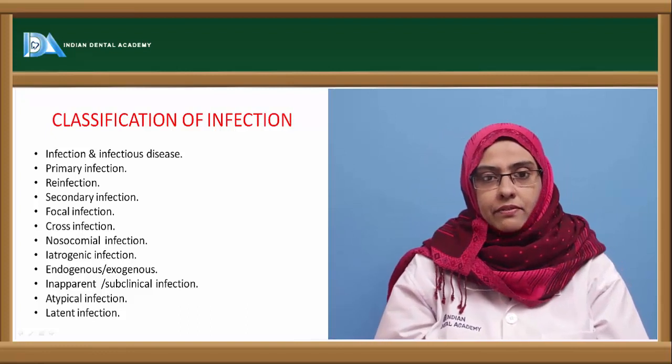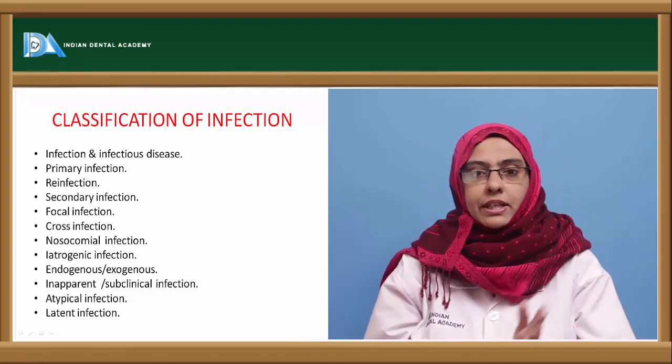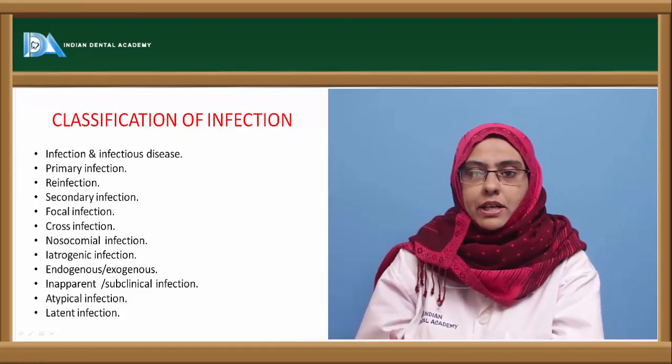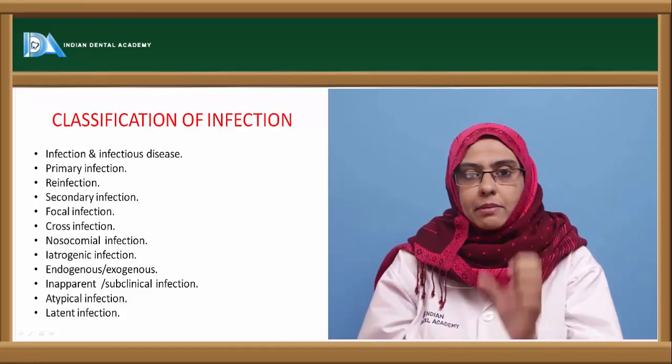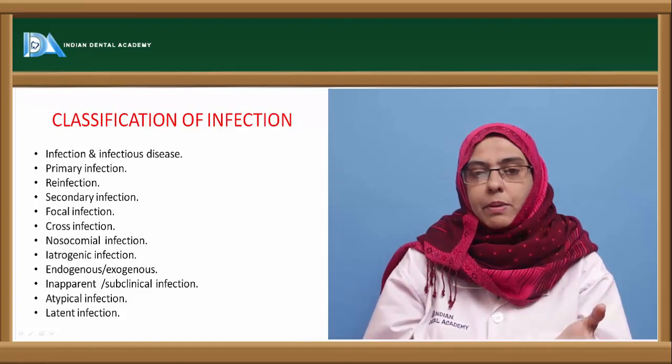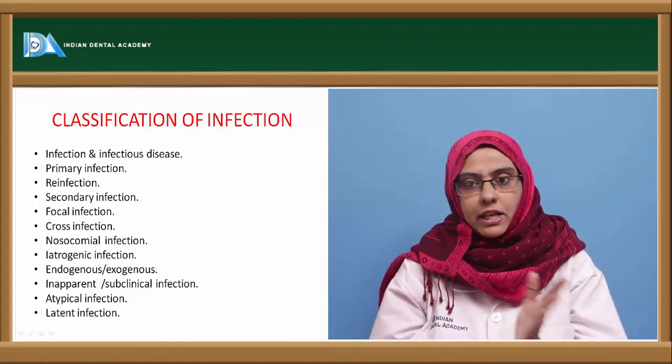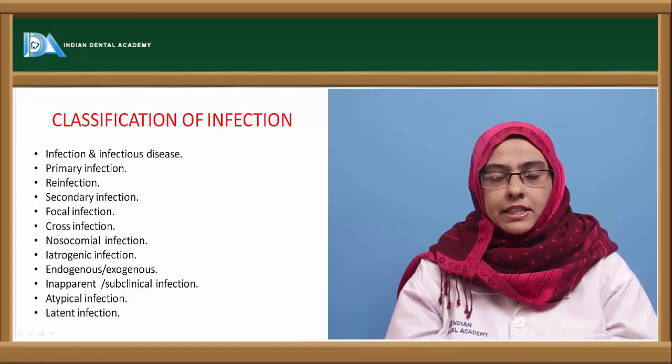Now coming to the reinfection, it is the subsequent infection with the same type of organism at a later time. That is, the same pathogenic organism which has caused a primary infection, if it infects the human body again, is called a reinfection. Next is the secondary infection.